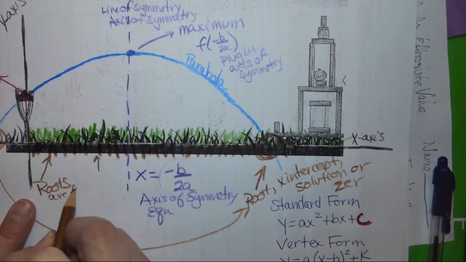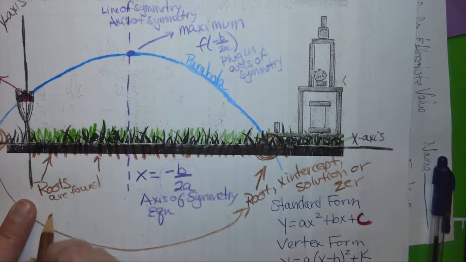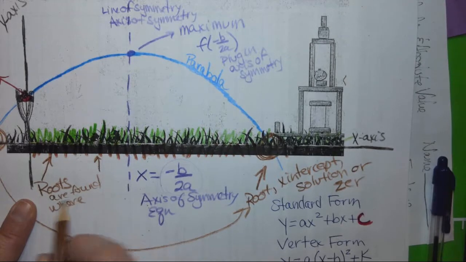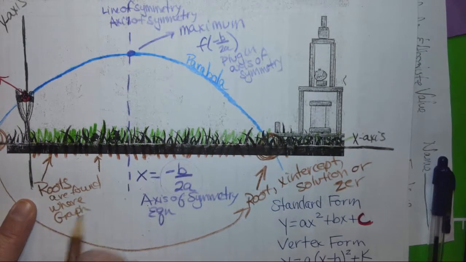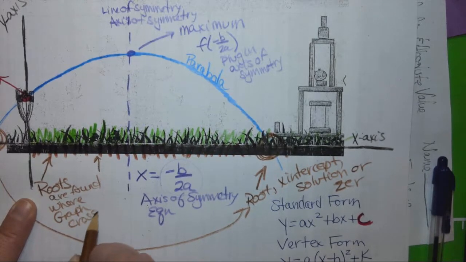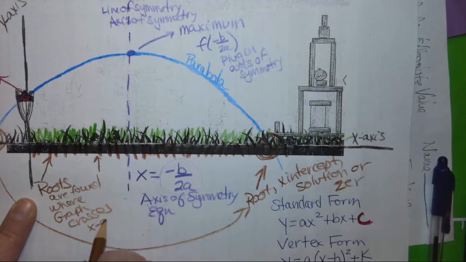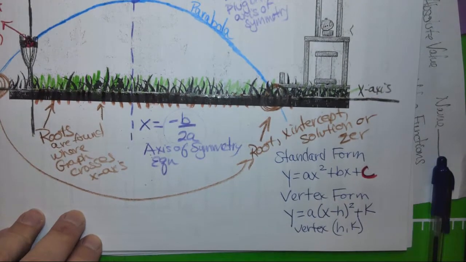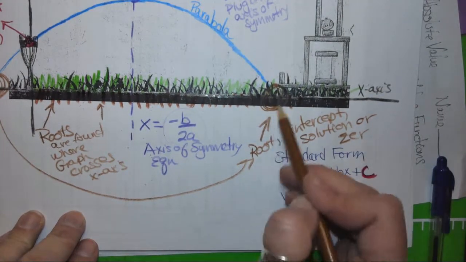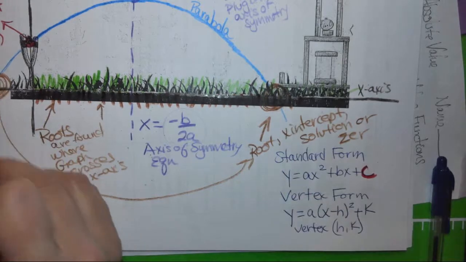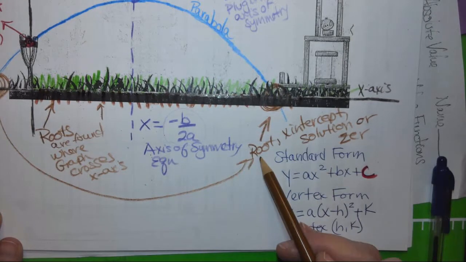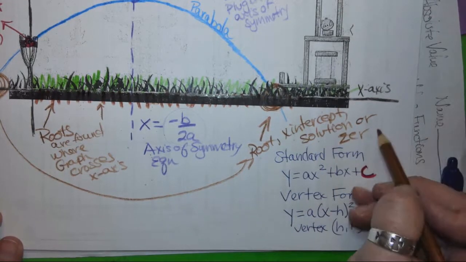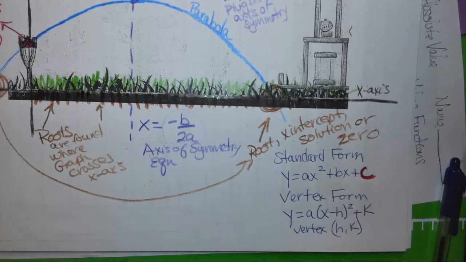Roots are found where the graph crosses the x-axis. So, you draw a circle around where that graph crosses. That is called a root, an x-intercept, a solution, or a zero. Those four terms refer to that point where your graph crosses.